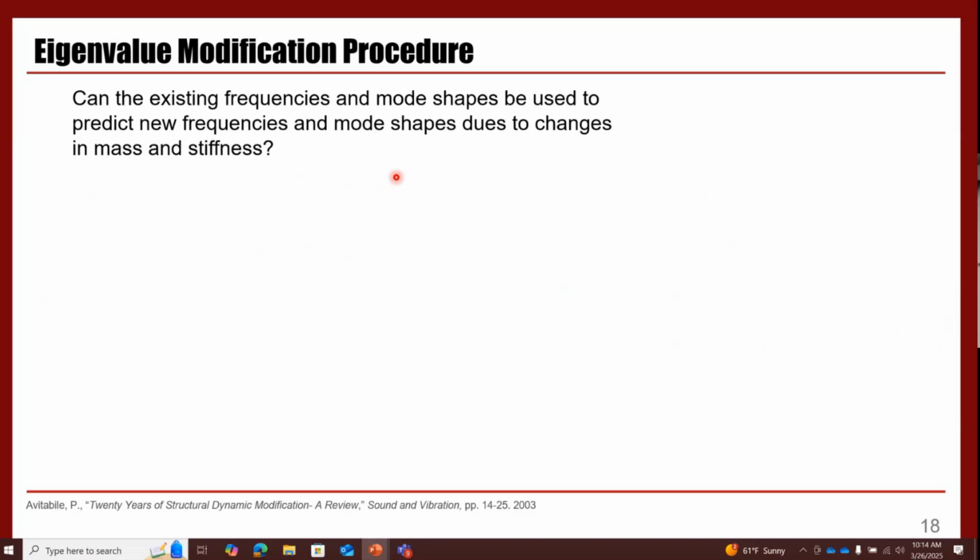Now, is it possible for us to use the existing frequencies and mode shapes of an original structure to predict the new frequencies and mode shapes due to the addition of mass and stiffness to it? Yeah, that's possible.